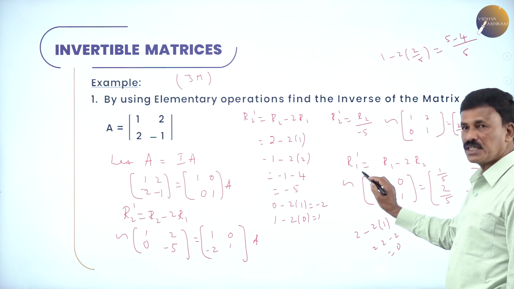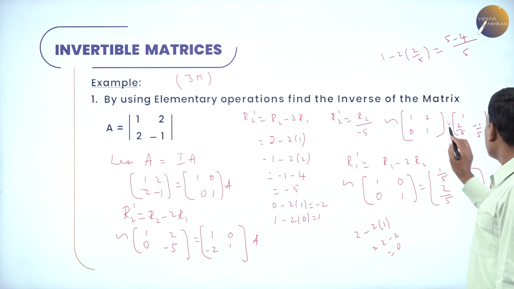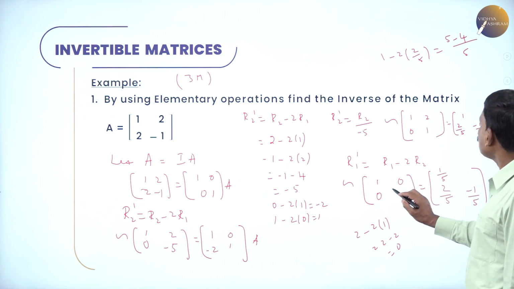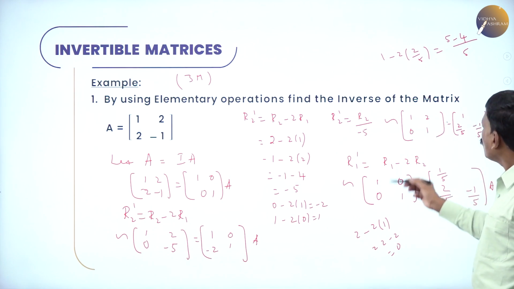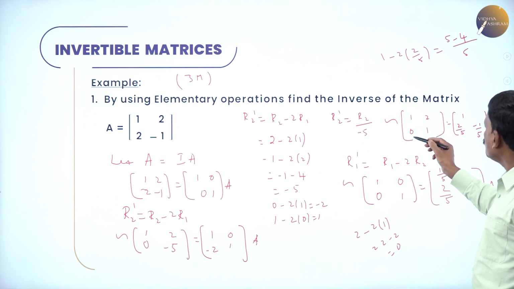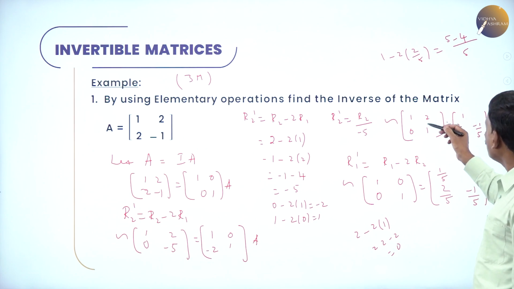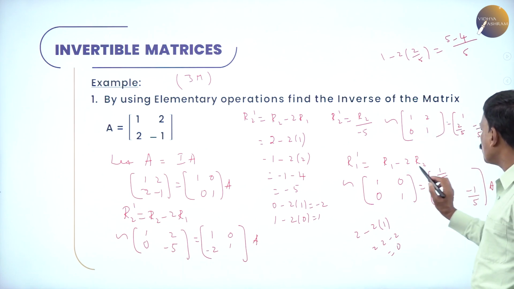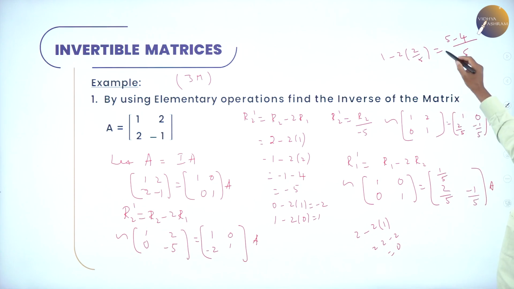Now, convert this element to 0, the identity matrix 1, 0, 0, 1. For that, we are going to take the operation R1 dash is equal to R1 minus 2 into R2. So this 1, 2 remains the same, 0, 1 remains the same. For this, 1 minus 2 into 0 is equal to the same 1. Again, 2 minus 2 into 1 is equal to 0. Whereas this element, 1 minus 2 into 2 by 5, 5 ones are 5, is equal to 1 by 5.